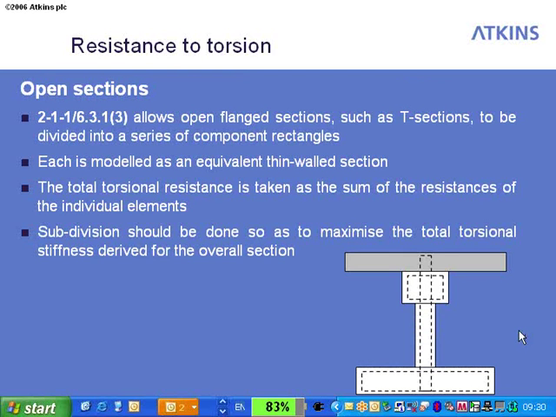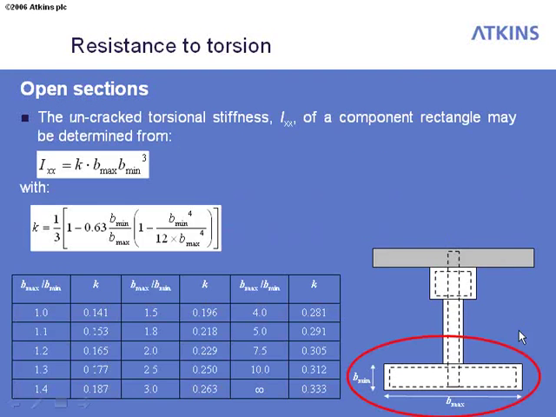And that's actually no different, again, from BS 5400. BS 5400 didn't specifically say to maximise the torsional stiffness, but what it did say was that you should divide it up in such a way that you maximised effectively the summation of B max times B min cubed for each of the components. But that was only really saying the same thing.